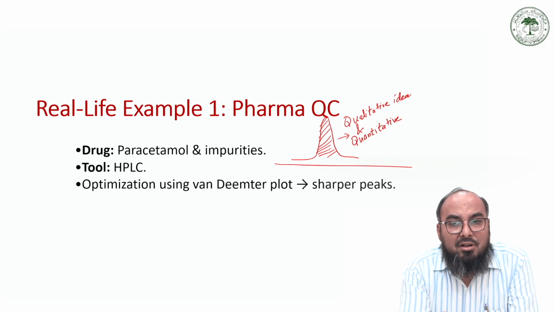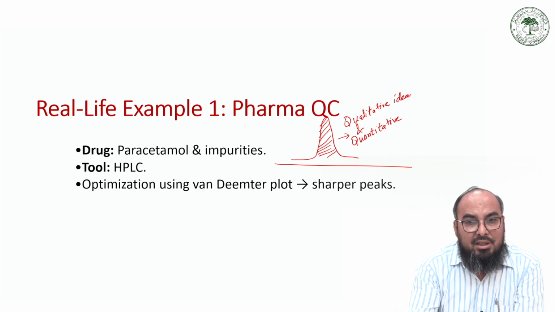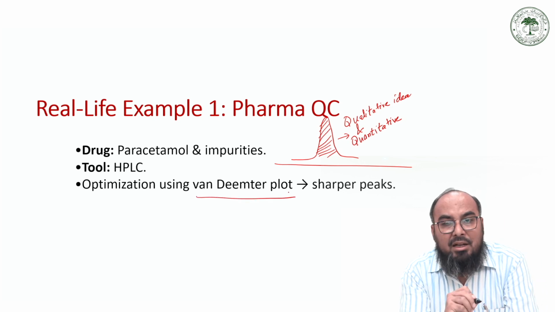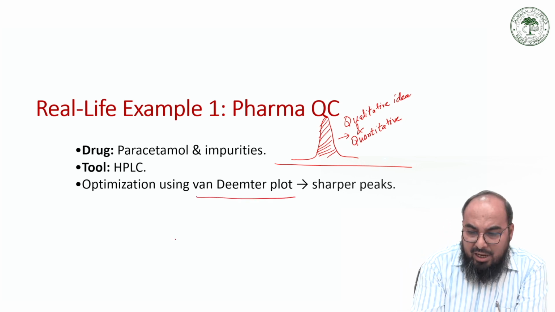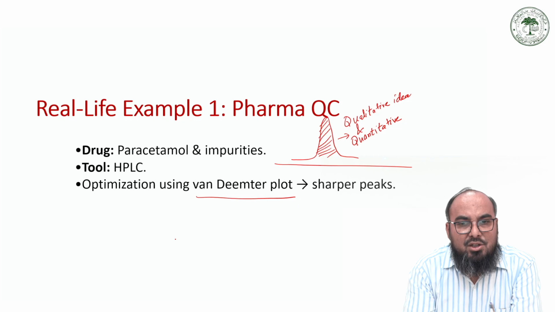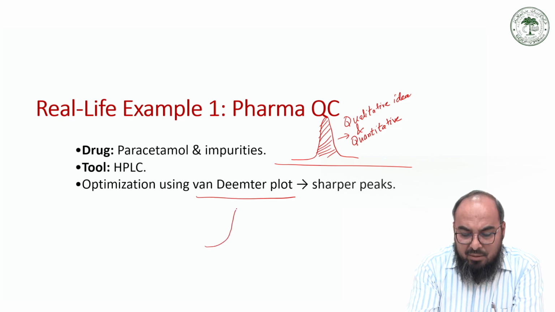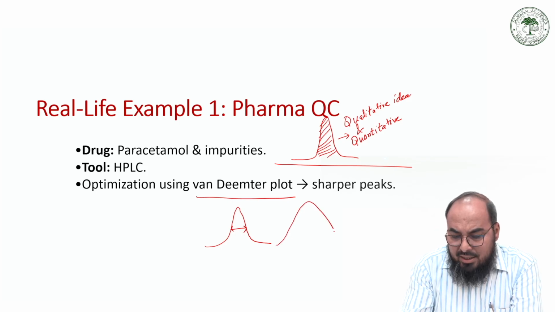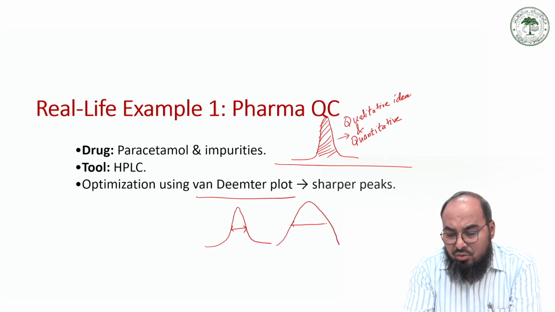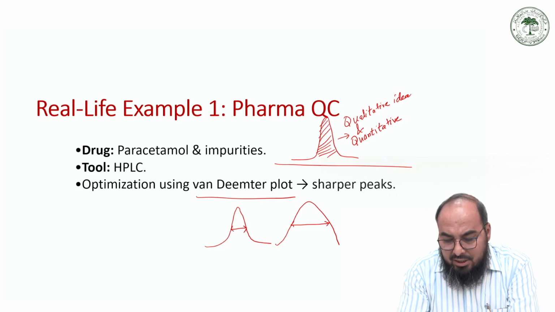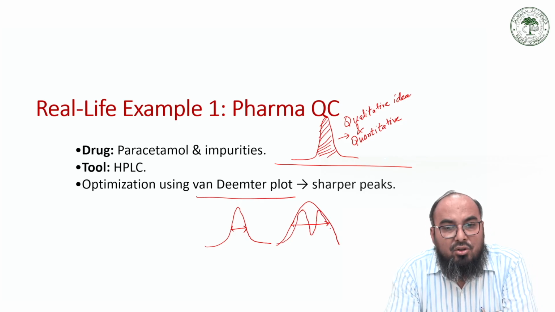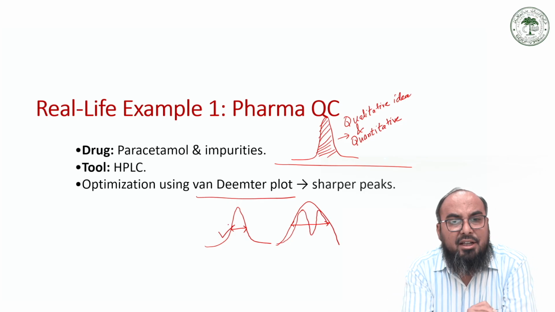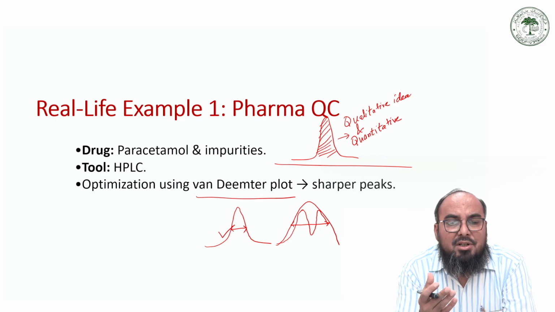And the optimization can be done by using the Van Deemeter equation or Van Deemeter plot. That is, to have an effective resolution, we should have a sharp peak with controlled bandwidth. Now if the bandwidth is like this, it tells you that it may contain two peaks. So you have to have effective or sharper peaks to ascertain the purity of your drug or of your sample.